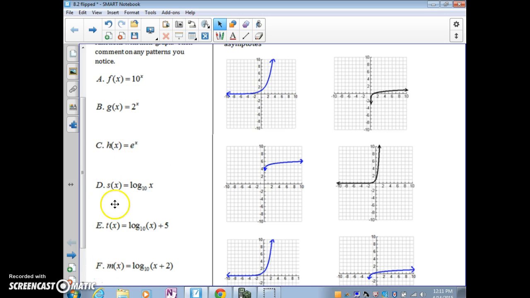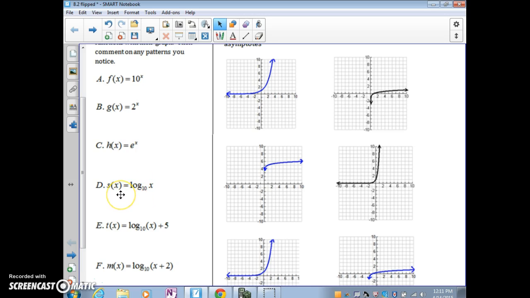So D, E, and F, those are called logarithmic functions. That word log is short for logarithm. These all happen to be base 10, which is good. Those are the easiest ones to learn. But they're all going to be pretty easy because you can change the base really easily on your calculator. So if you see a 10 there, it's obviously 10.